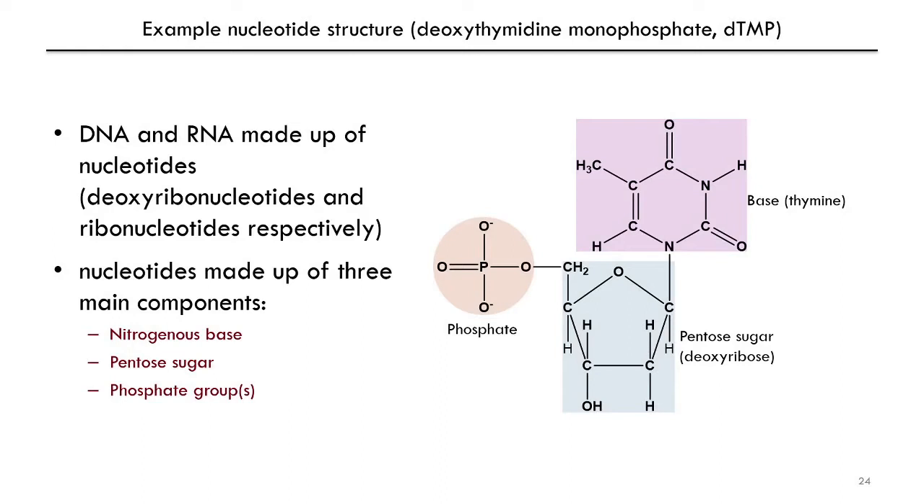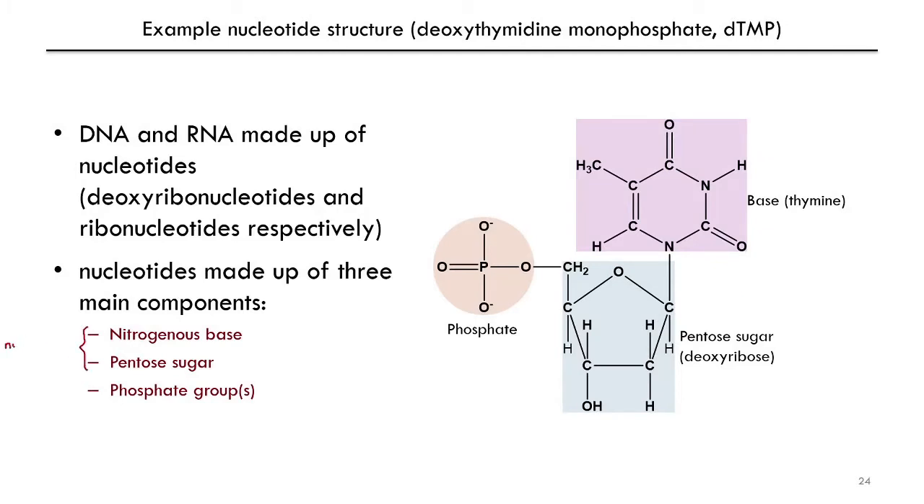DNA and RNA are made up of nucleotides. In DNA these are deoxyribonucleotides, and in RNA these are ribonucleotides. Nucleotides are made up of three main components: a nitrogenous base, a pentose sugar, and at least one phosphate group. An example nucleotide, deoxythymidine monophosphate, or dTMP, is shown here on this slide. The base here is thymine, the sugar is deoxyribose, and it has one phosphate group.